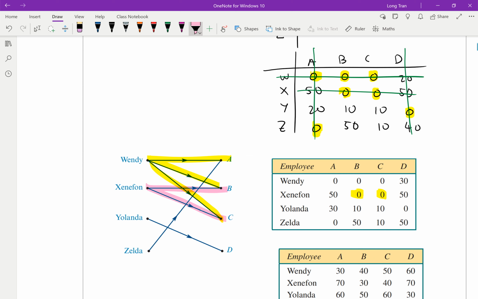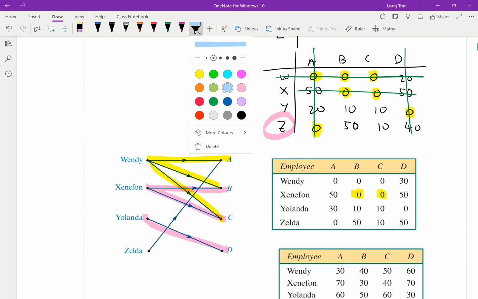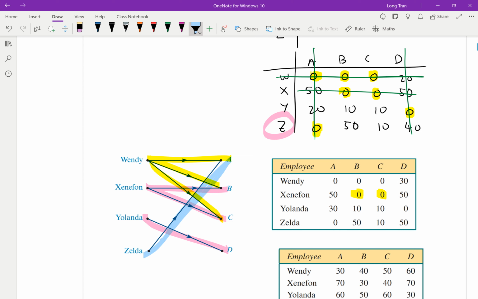Okay, and then same thing, Yolanda. You can see Yolanda is best for D. So that's why it's going with D. And then finally, Zelda was best with A. And that's why this is connecting with A over here. Okay, so that is now the best orientation based on the Hungarian algorithm by going through those steps.